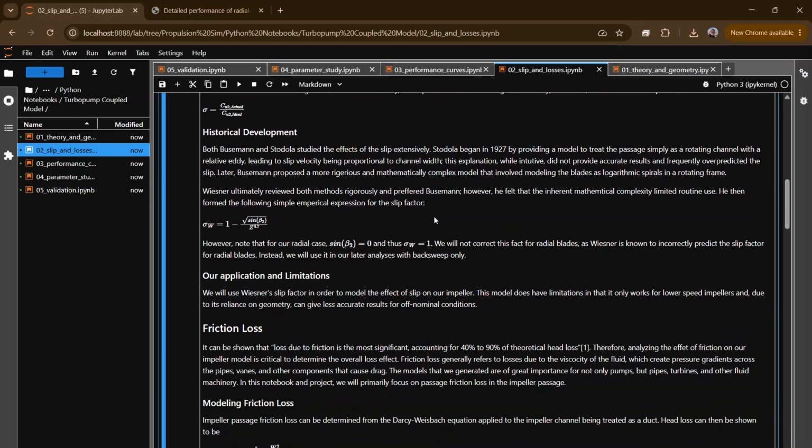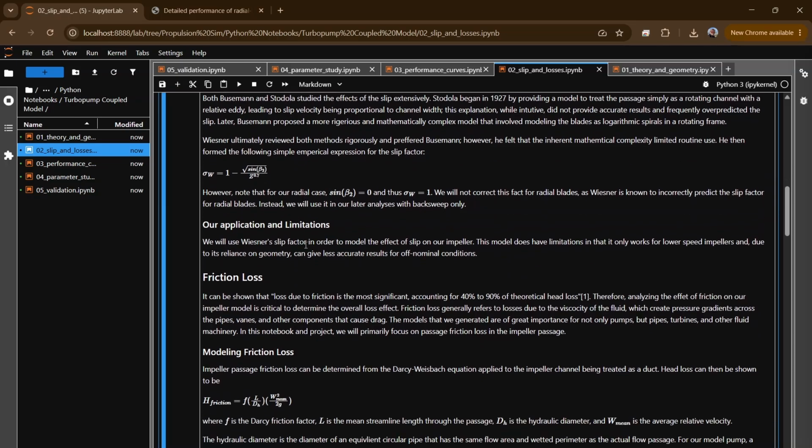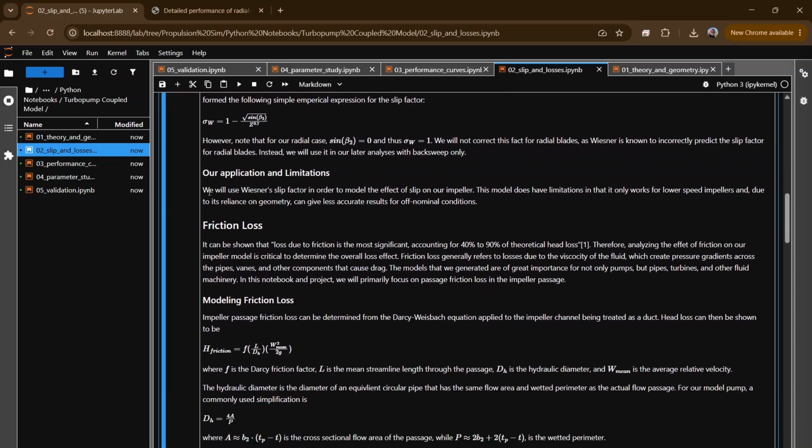So here's the history. You can read this once it's out. But the main thing with Wisner's slip is that our impeller actually, by Wisner's predictions, has no effect of slip. So it's perfectly attached by its theory, because you only have slip when it's backswept like that.